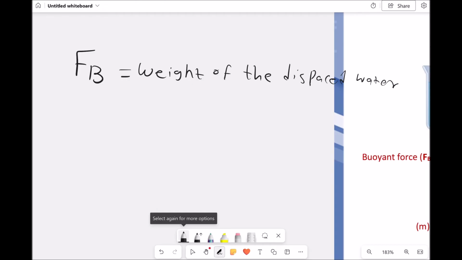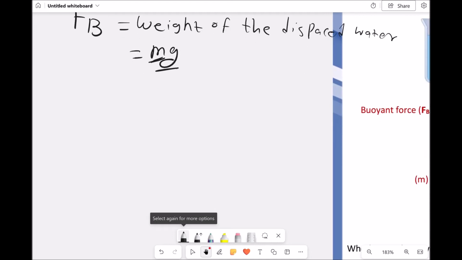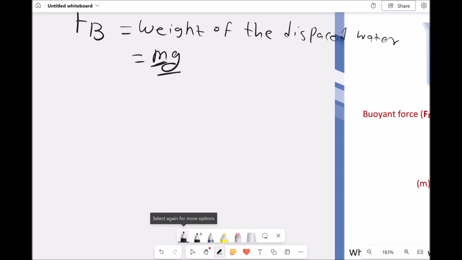Okay, and this is equal to what? This is equal to mg, which is mass and the gravitational acceleration. You will learn this when we are dealing with problems using this equation. Just know that FB here is equal to Fg.